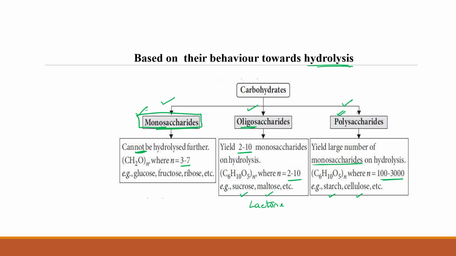Okay, so on the basis of their behavior on hydrolysis, we can classify carbohydrates into three categories. Basic unit monosaccharide, which cannot be hydrolyzed further, n is 3 to 7. There are certain examples you have to remember. Second, oligosaccharide, in which we get 2 to 10 monosaccharide units, and polysaccharide, on hydrolysis of which we get 100 to 3000 units of monosaccharides.